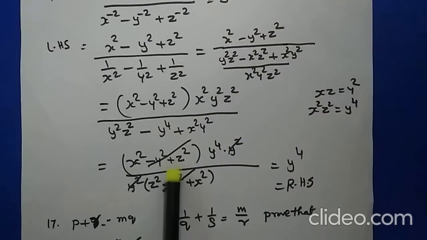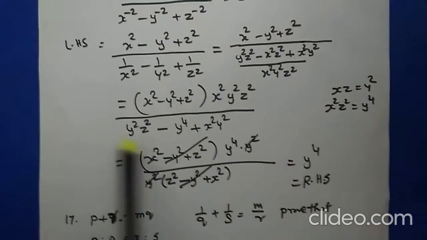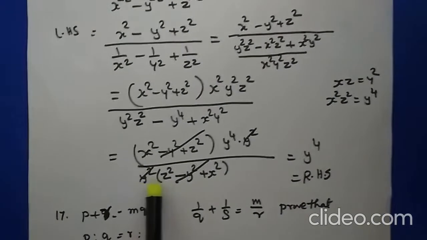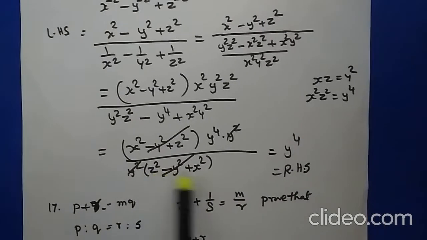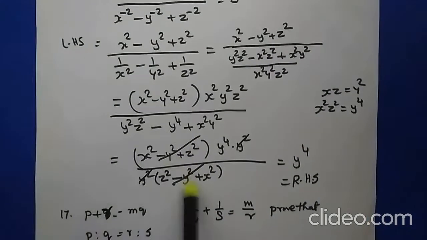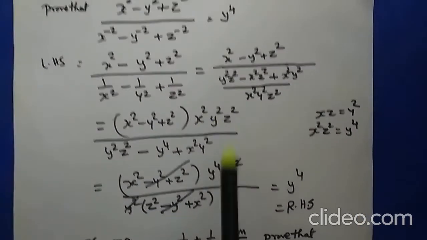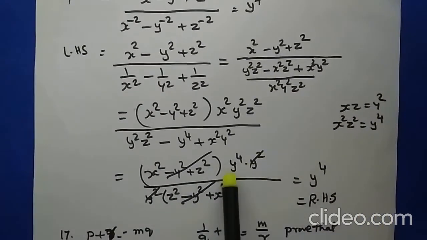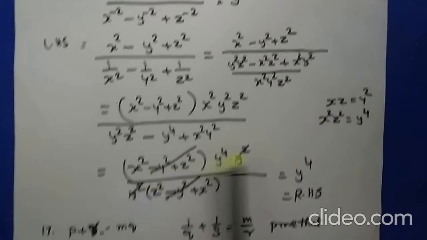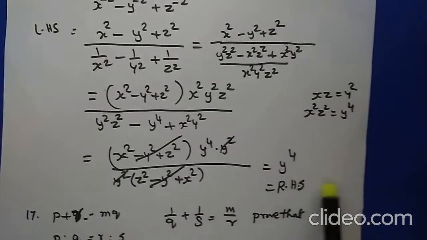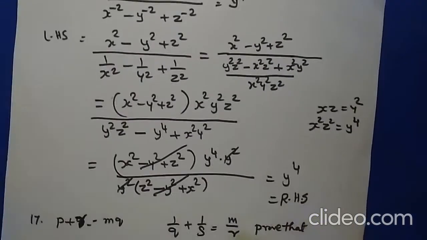Now, in the numerator, you are writing like this, and take a common y squared in the denominator. You are getting z squared minus y squared plus x squared. These two will cancel, and in the place of x squared z squared place y to the power of 4. These two y squared will cancel. You are getting y to the power of 4. That is equal to right hand side.